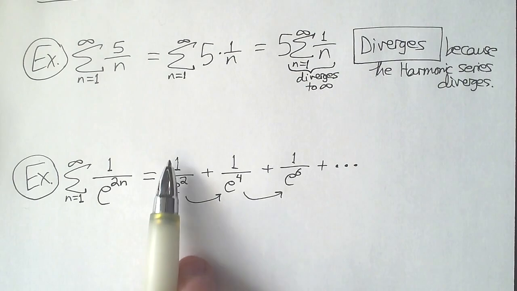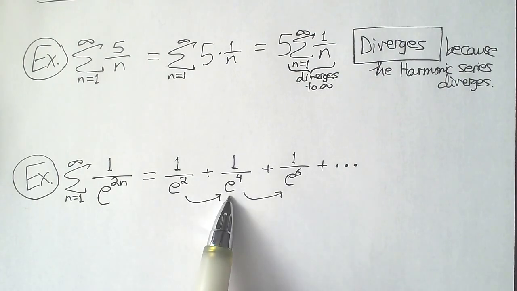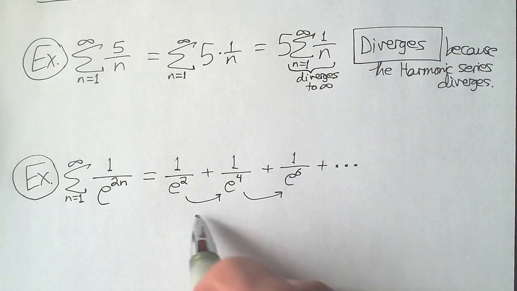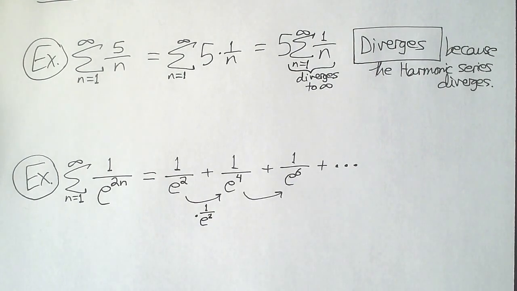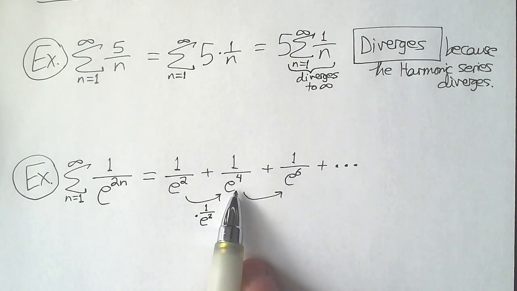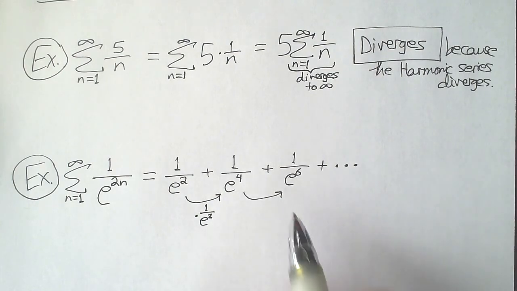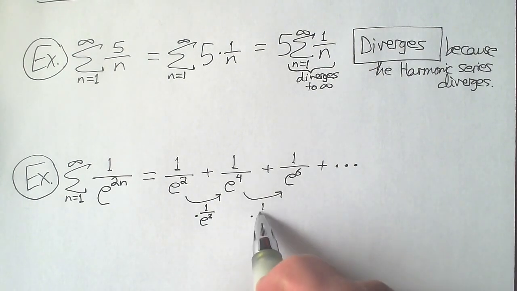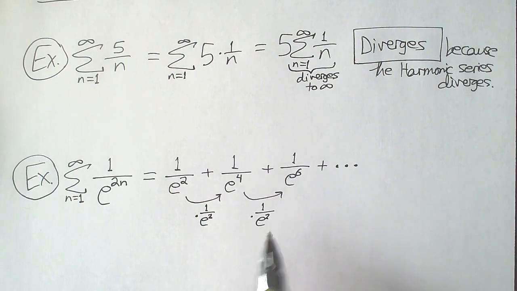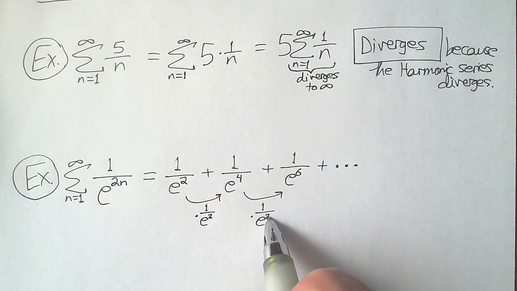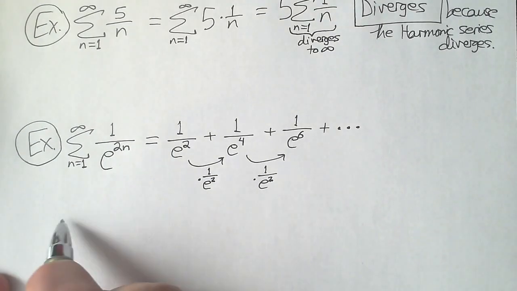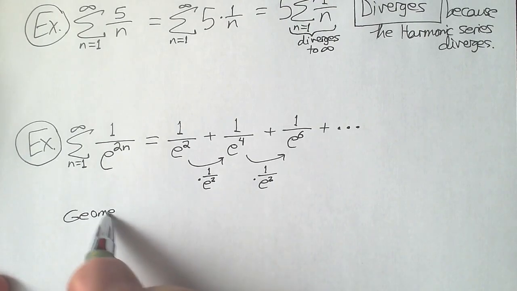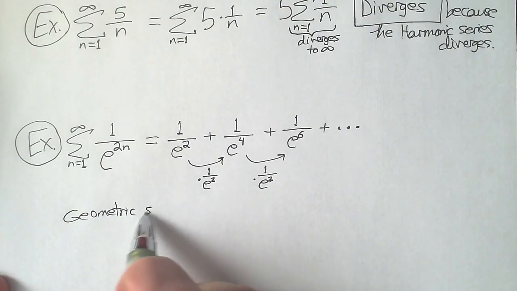To go from 1 over e squared to 1 over e to the 4, I would multiply by 1 over e squared. And then to get from 1 over e to the 4 to 1 over e to the 6, I would multiply by the same thing. And because we keep multiplying by the same thing, that means it's a geometric series.